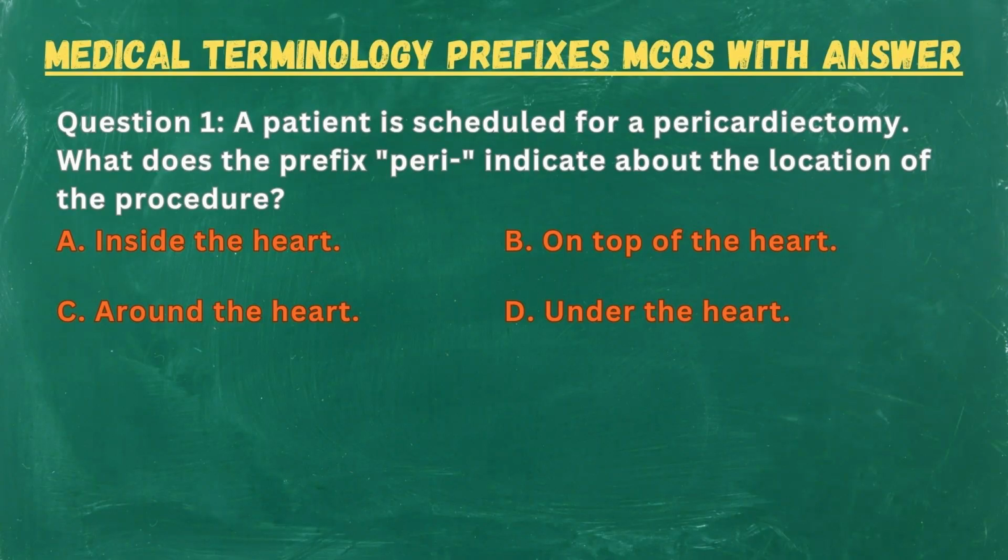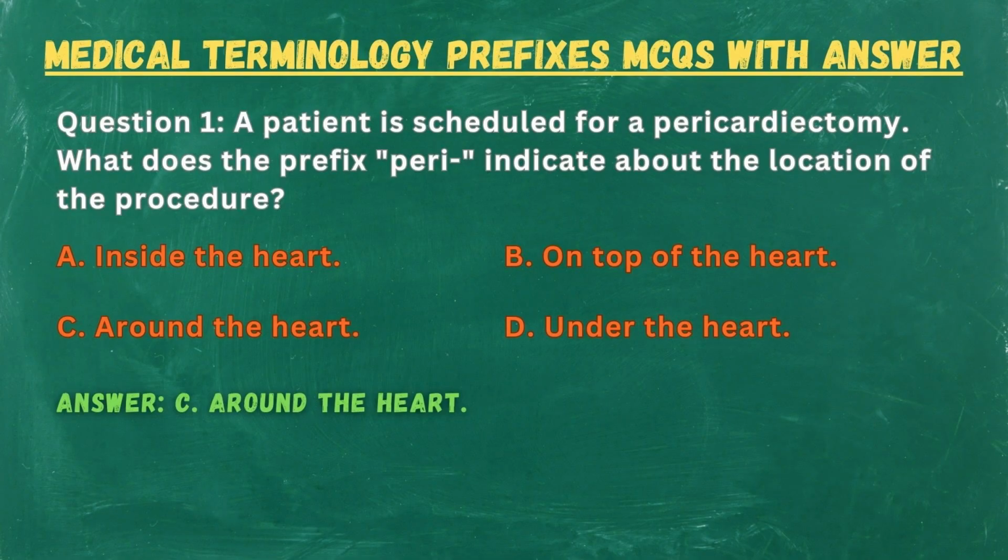Question 1. A patient is scheduled for a pericardiectomy. What does the prefix peri- indicate about the location of the procedure? A. Inside the heart. B. On top of the heart. C. Around the heart. D. Under the heart. Answer: C. Around the heart.